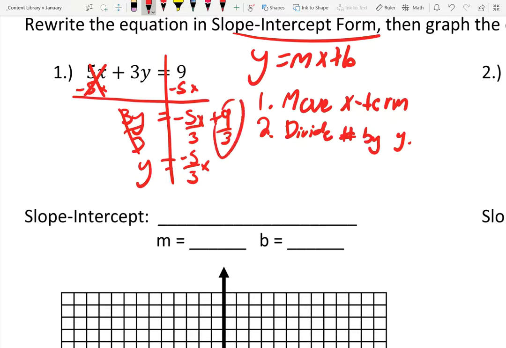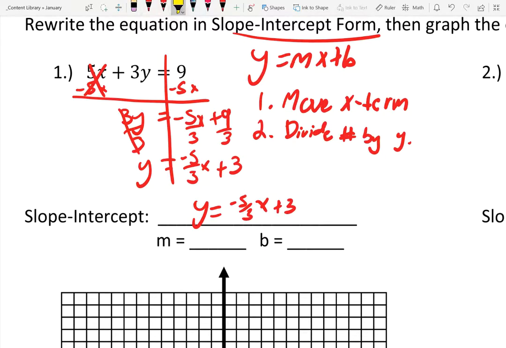However, the second term, the 9 divided by 3, we can simplify, and we should simplify. 9 divided by 3 is 3, so that's going to turn into 3 right there. Okay, and that's because, remember, 9 divided by 3 is 3. All right, so my answer, my slope-intercept form is y equals negative 5/3 x plus 3.